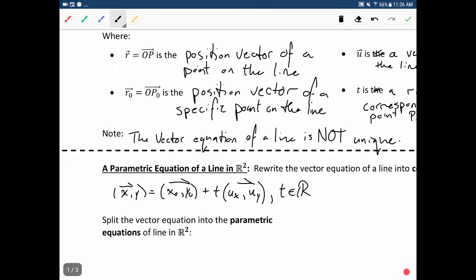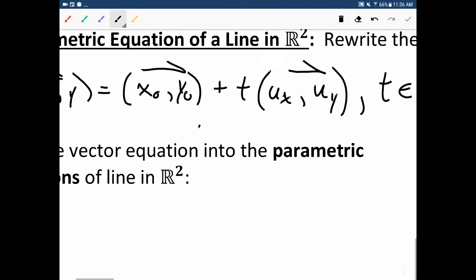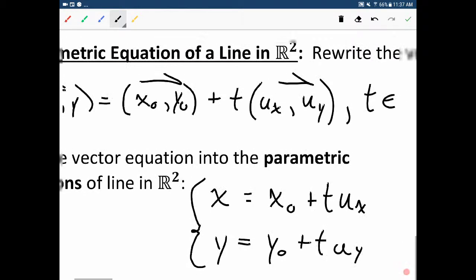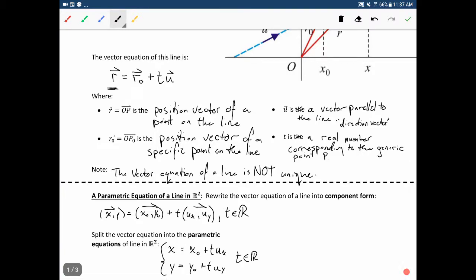And what we're going to do with that is split it up, and this will create our parametric equations. We're going to split it into two equations, x and y. So you'll have x naught plus t u_x, and y naught plus t u_y. Again, you do still have to write t as an element of the real numbers, and these are called our parametric equations.